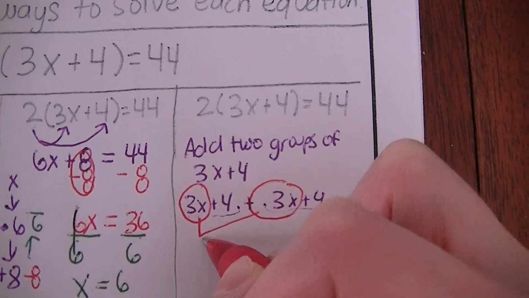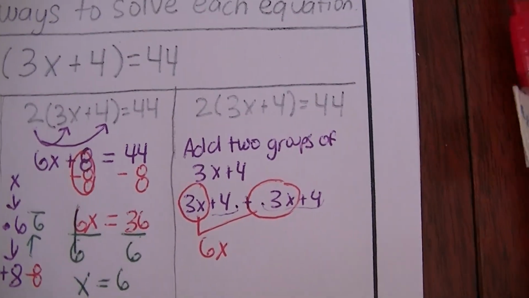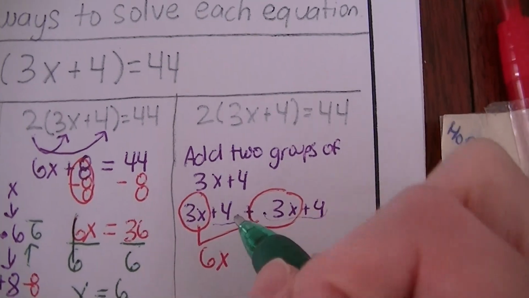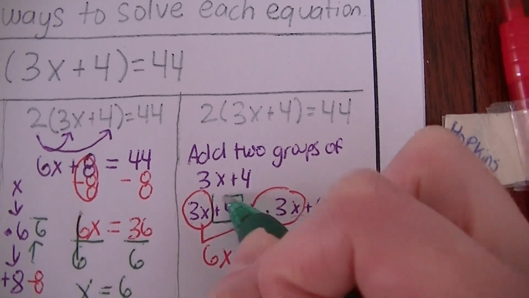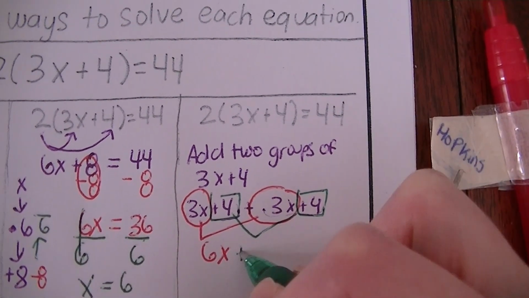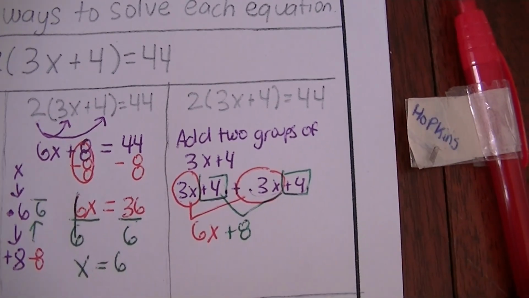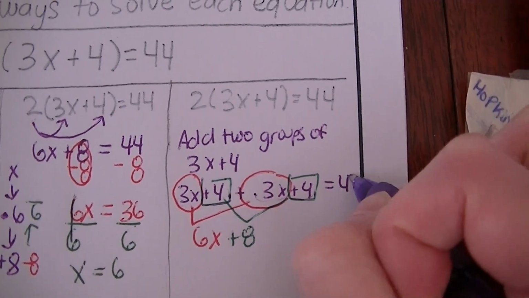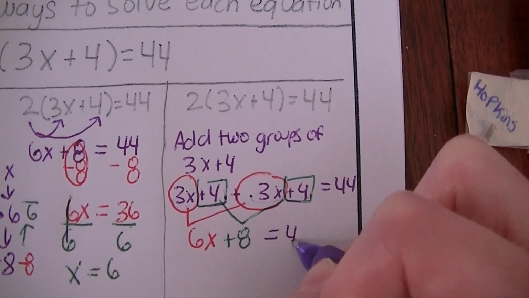3x plus 3x is 6x. And then I see that I have this positive 4 and this positive 4, and that equals positive 8. Oh, and I totally forgot to bring down that equals 44. Sorry. And that would equal 44.